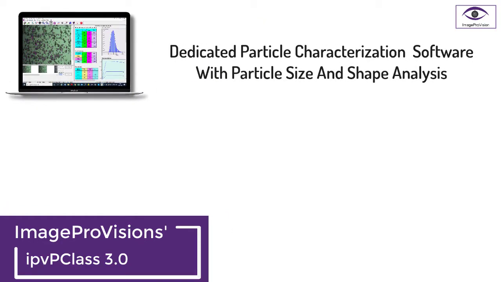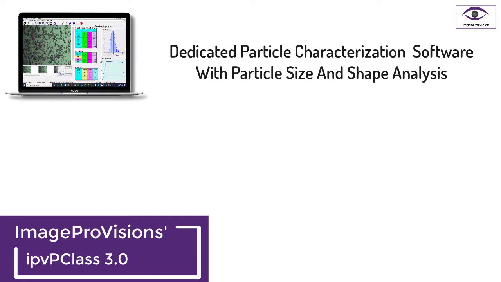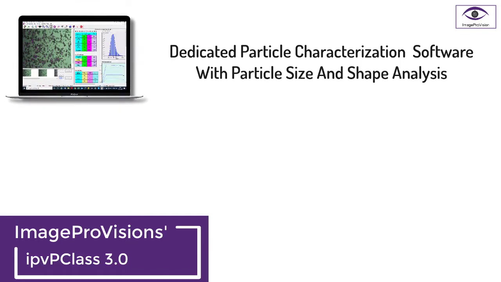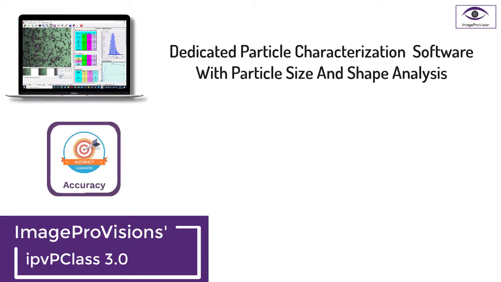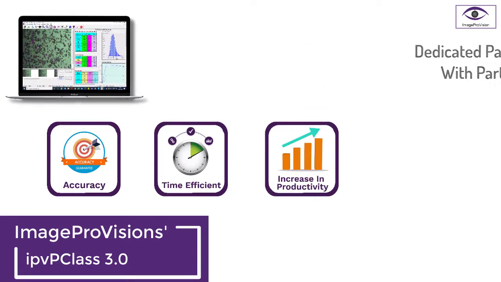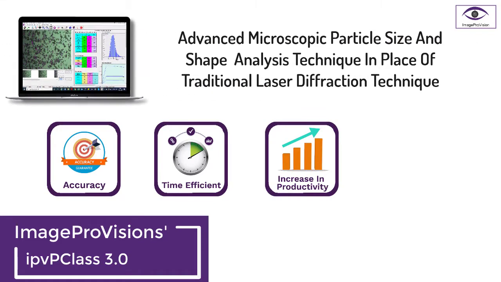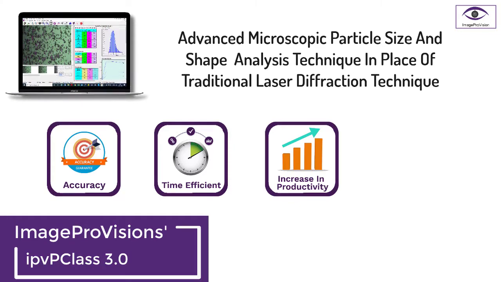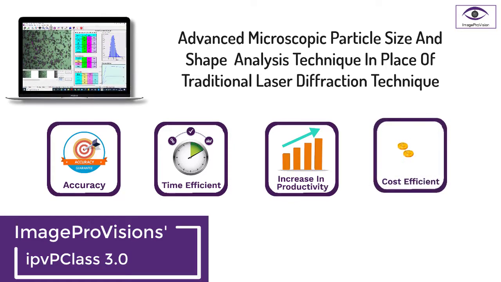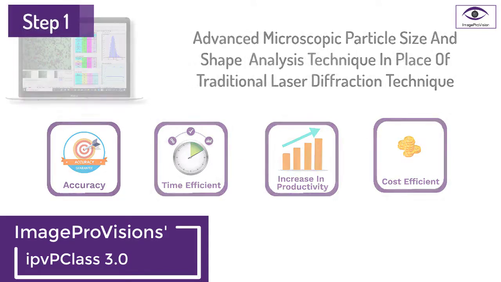As the ipvAutoClass uses a dedicated particle characterization software with particle size and shape analysis, it gives you more accurate analysis in just seconds, proving accurate and time efficient, reflecting in your increased productivity. And, as it uses an advanced microscopic particle size and shape analysis technique in place of the traditional laser diffraction technique, it is also a cost-effective solution for saving your resources. So, let's see how it actually works.